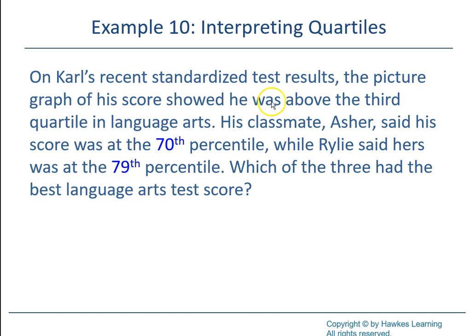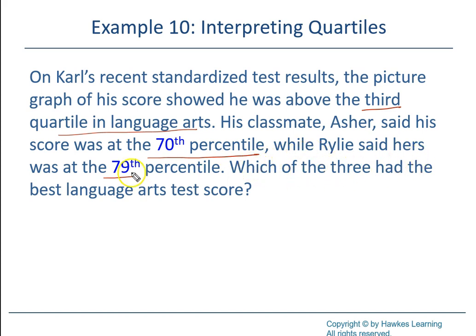Now, on Carl's recent standardized test result, the picture graph. All right, they're giving you some sort of a picture graph, some sort of circle or something, that he was above the third quartile, I should say, in language arts. His classmate Asher was at the 70th percentile. So since Carl was above the third, he did better than this. While Riley said hers was the 79 percentile.